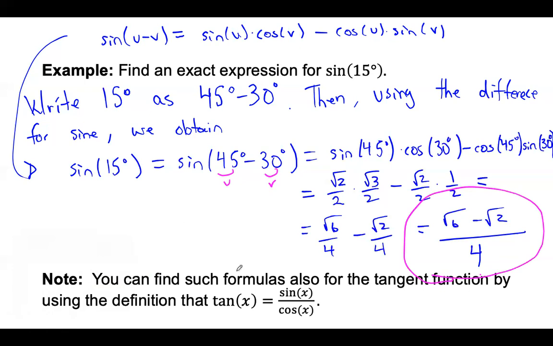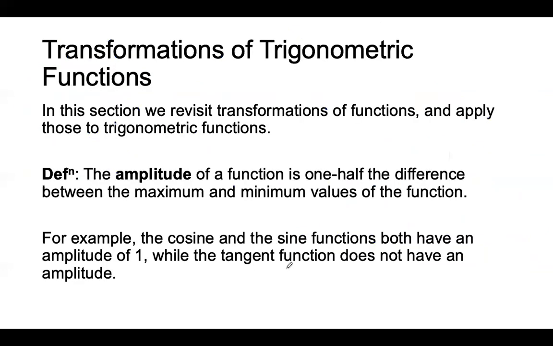You can, of course, also find other formulas for the tan function. So tan is equal to sine over cosine, and you could rearrange, but we won't get into that. Now, there's transformations of trig functions. So we're going to revisit those transformations that we did a long time ago, many weeks ago, that we might have forgotten.